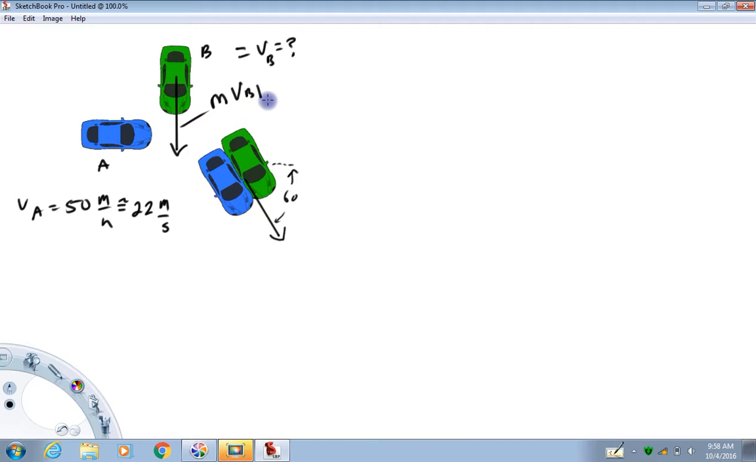Now, in this example, we're going to assume these have similar masses. That's why I didn't bother putting a subscript on here. If these were different masses, this would be mass B times vB1. But in this example, just to keep it a little shorter, I'm going to assume these are virtually identical cars.